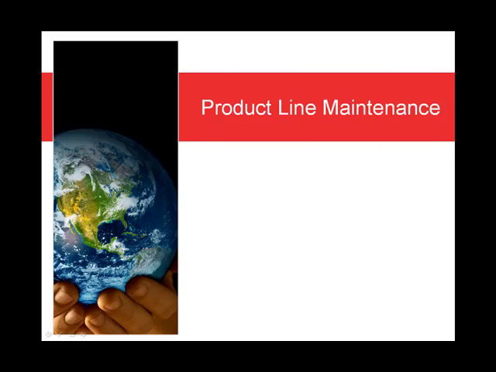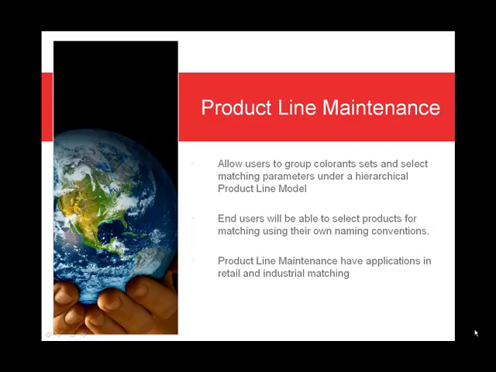Before demonstrating product line maintenance, it is important to define and understand the relationships created within a product line. Product line maintenance allows the user to group colorant sets and select matching parameters under a hierarchical product line model. This allows end users to select products for matching using their own naming conventions. Product lines have applications in both retail paint matching as well as industrial matching.